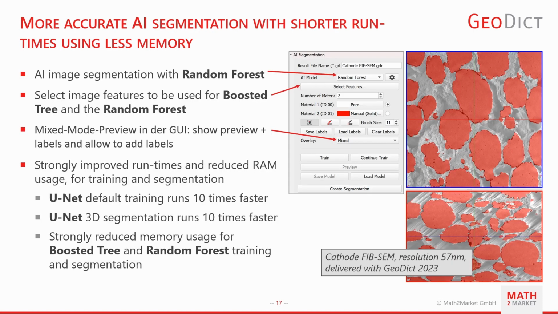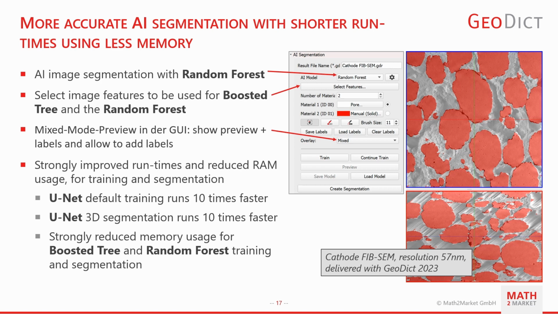As first point in this section, I will show the improvements in the AI image segmentation. As AI model, one has the additional choice random forest. Other choices here are boosted tree, U-Net 2D and U-Net 3D. For boosted tree and random forest, one can select the used image features now.